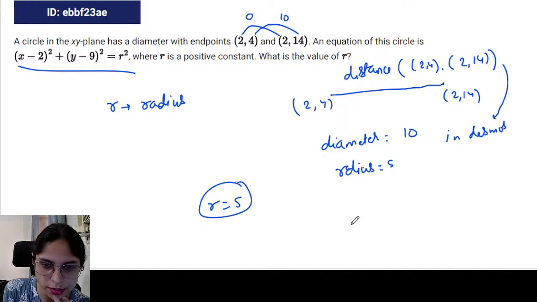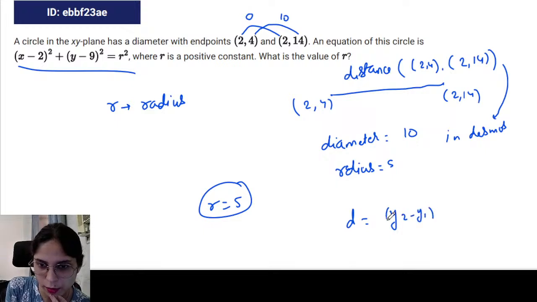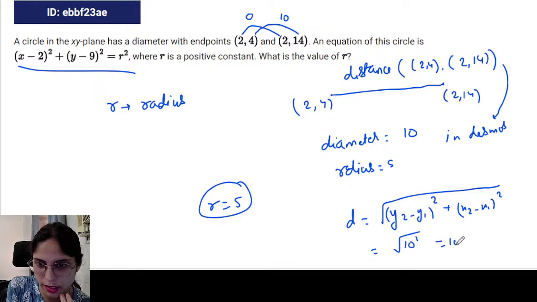Or the distance formula is x2 minus x1 whole square plus y2 minus y1 whole square, and you take square root of that. So this is just 0 and this is 10, so 10 squared, square root of that is just 10 again.